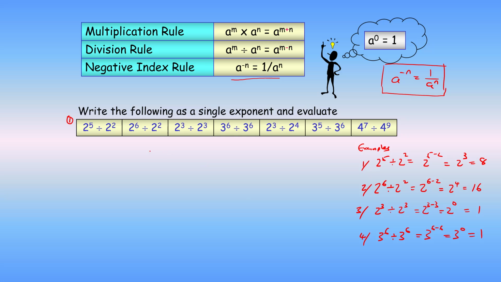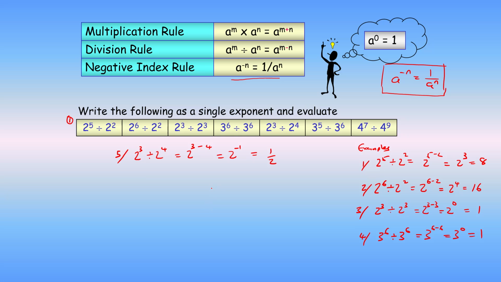Now, if we have a look at number 5 over here, it's a strange one because it's 2 to the power of 3 divided by 2 to the power of 4. So that means 2 to the power of 3 minus 4. We've got to use first one minus the second one. So that's 2 to the power of minus 1. It's a negative index. So that means we can write it as 1 over 2.